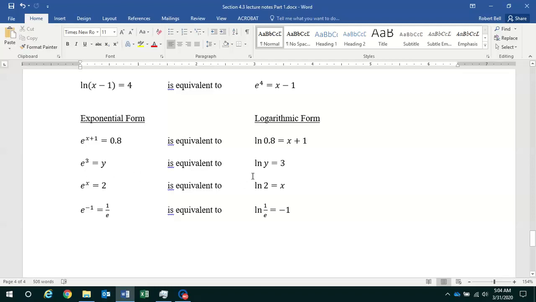And so instead of writing log base e of y, we write the natural log of y is equal to 3. e to the x is equal to 2. e is the base, x is the exponent. So we have the natural log of 2 is equal to x, and e to the minus 1 is equal to 1 over e. e is the base, minus 1 is the exponent. And so the natural log of 1 over e is equal to negative 1.